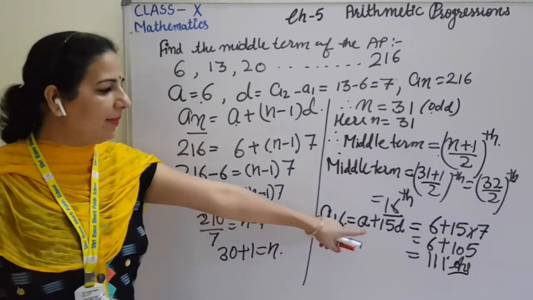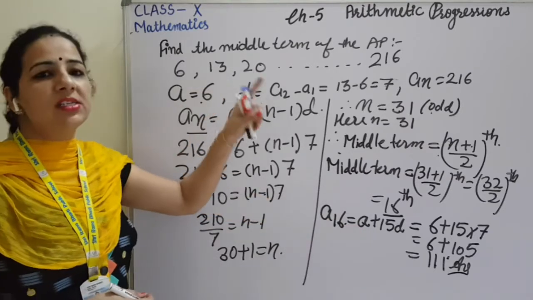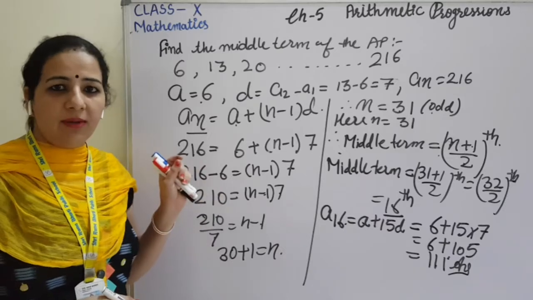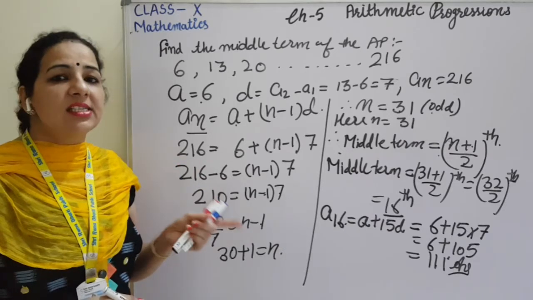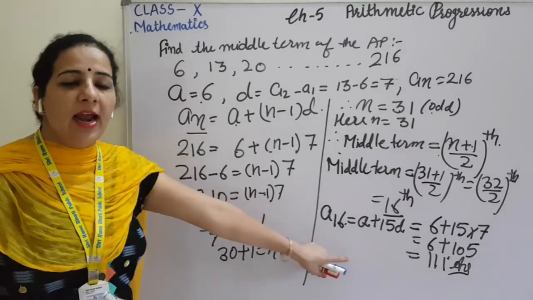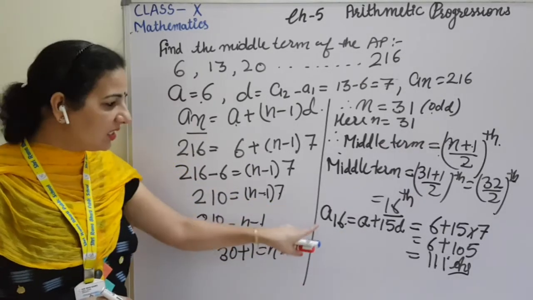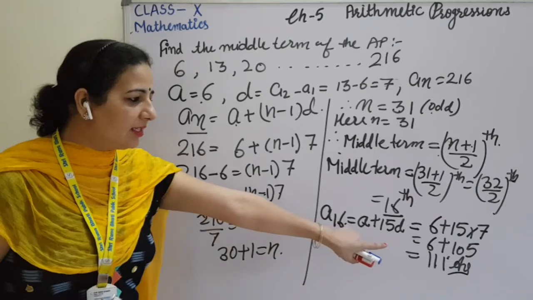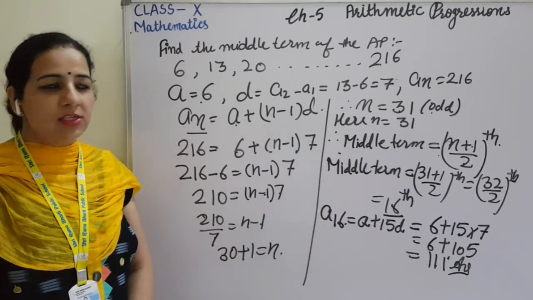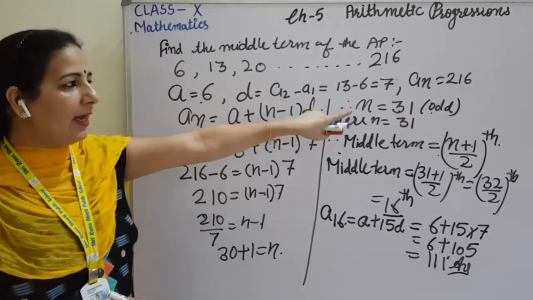So the middle term can be calculated like this: 31 is the number of terms, the 16th is the middle term, and we have calculated the value of the middle term. This is the position of the middle term and 111 is the value of the middle term. Fine students. So this is all about when n is odd.